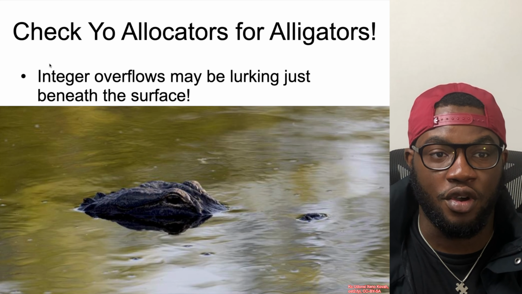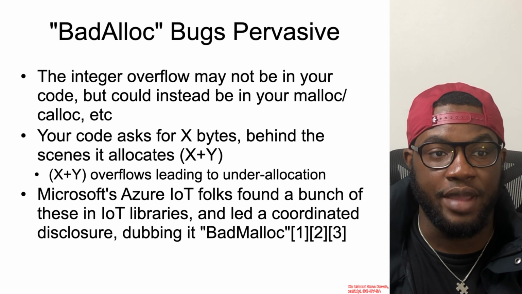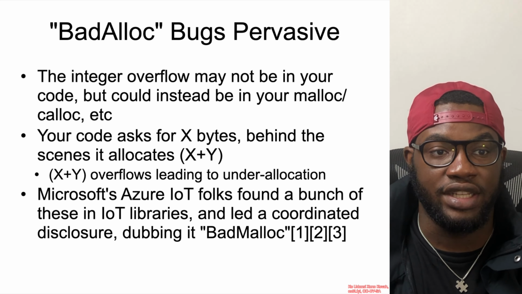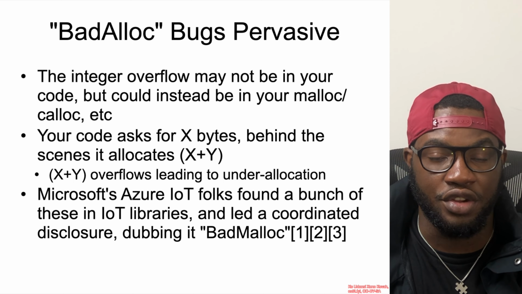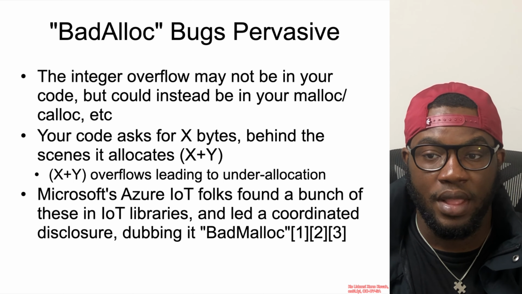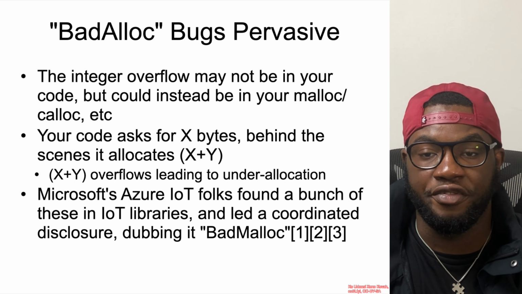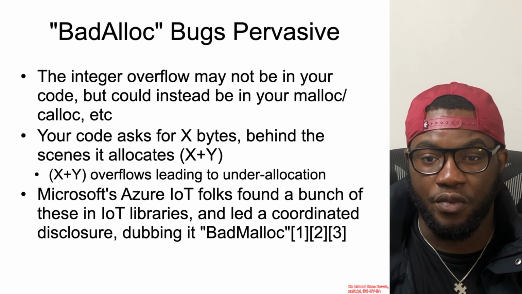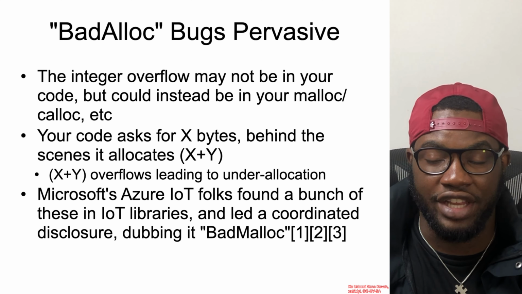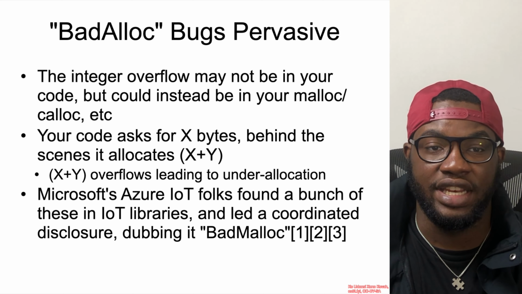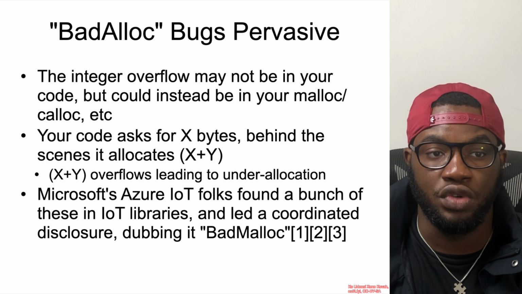Integer overflows may also occur below the surface in your allocation code, in allocation libraries. This was observed by Microsoft Azure IoT folks who had done a bunch of analysis of IoT libraries and discovered a grouping of vulnerabilities they termed BadAlloc. What typically happened was that the actual code reading for calloc and malloc were vulnerable to integer overflow. This typically happened when you requested, say, X bytes, but then the library had to add an additional Y bytes for some sort of metadata. But then if X was close enough to the boundary, then an overflow would occur, which would lead to an underallocation.